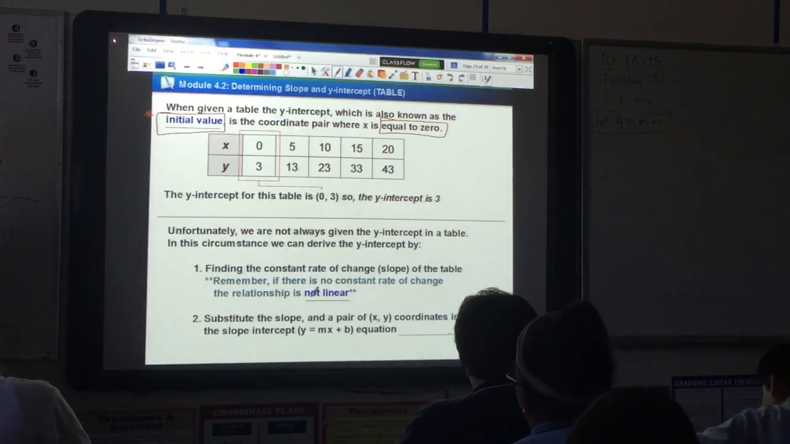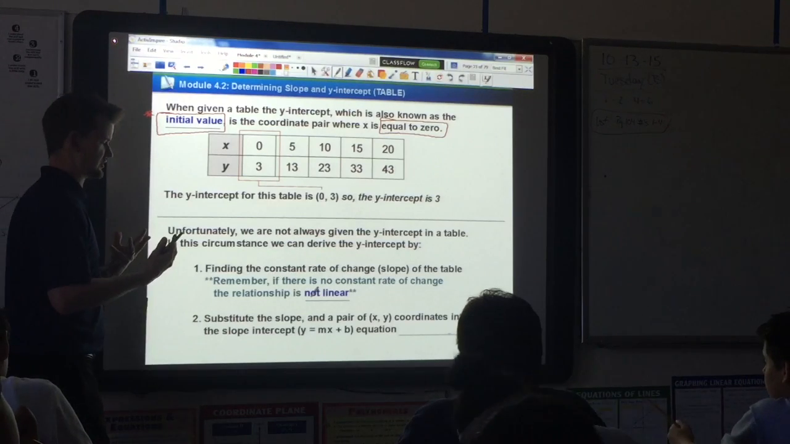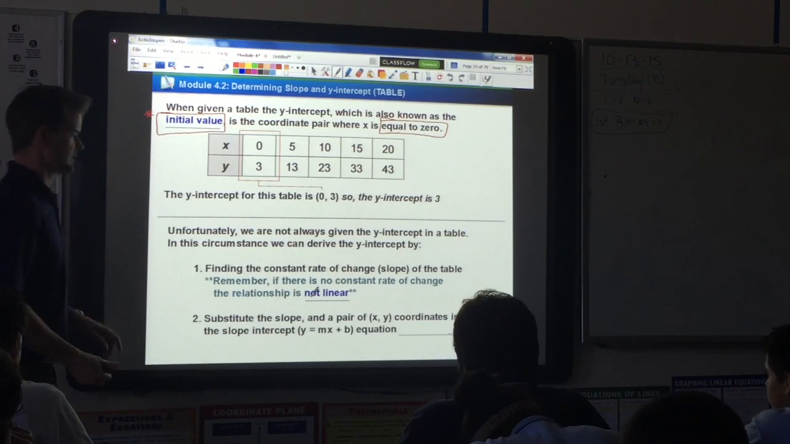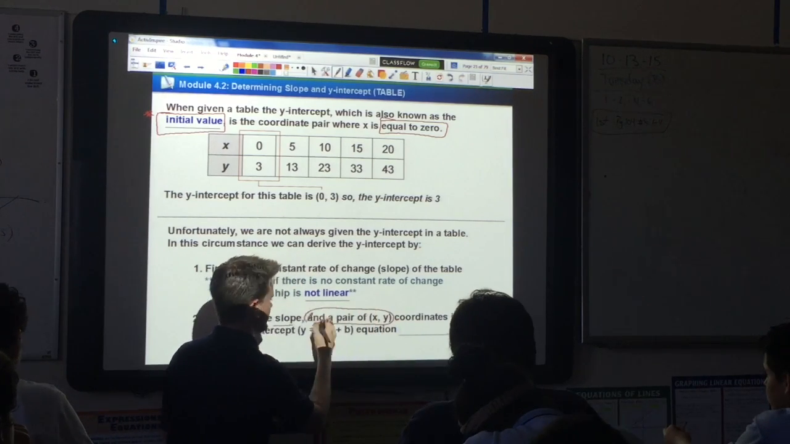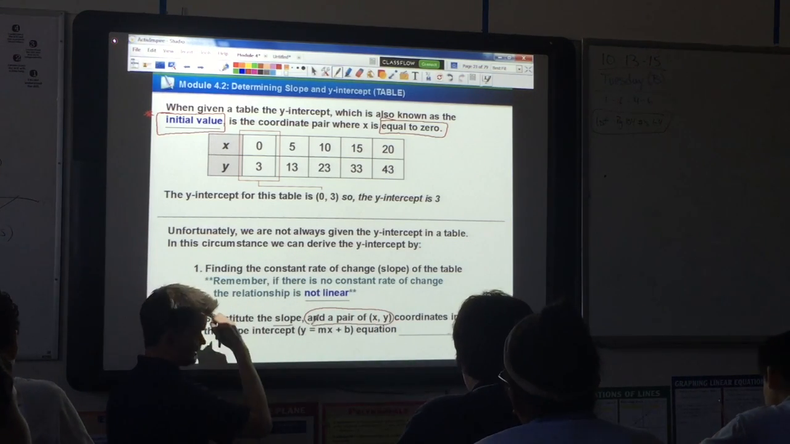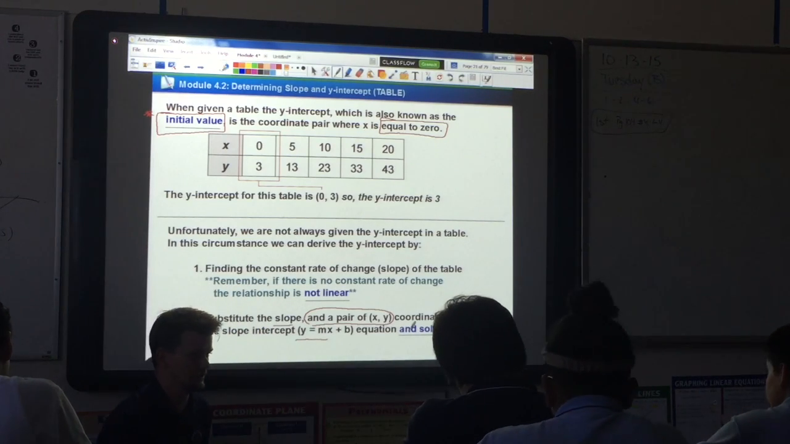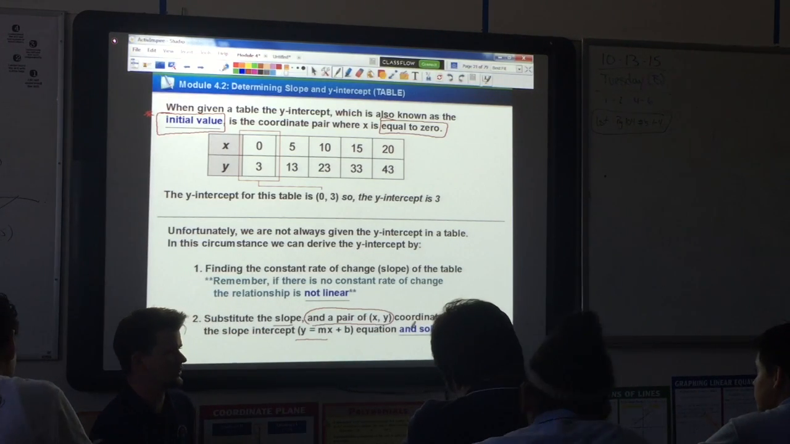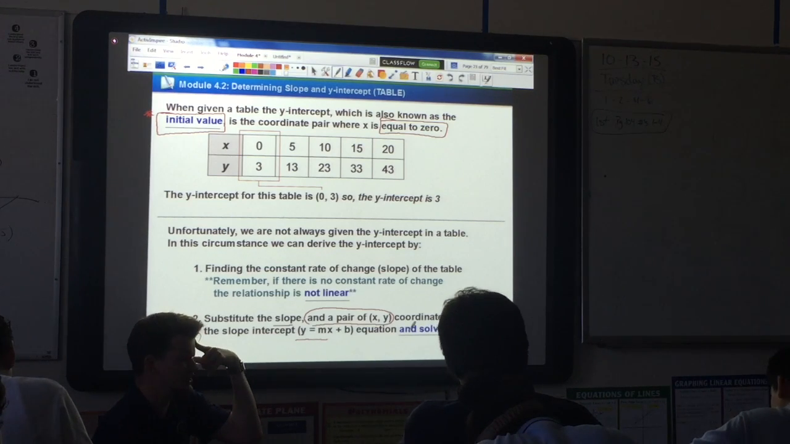Just remember, if there is no constant rate of change, the relationship is not linear, and you can stop right there. Sometimes you'll run into that. If you find the constant rate of change, also known as the slope, then you move on to step 2. You will then substitute the slope and the pair of xy coordinates into the slope-intercept equation, and solve for b. Don't worry, I'm going to walk you through how we do this. This looks like it could be complicated. We have to do some multiplication, addition.